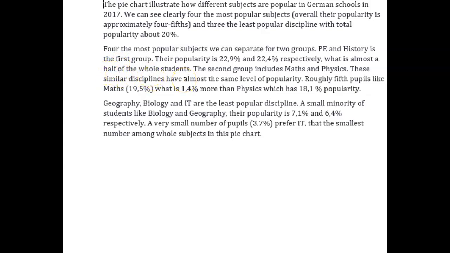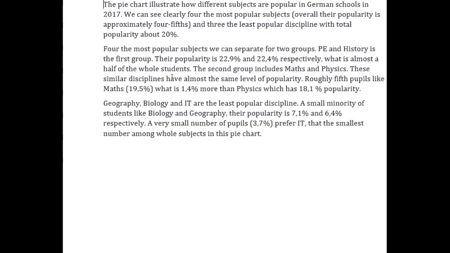The second group includes maths and physics. These similar disciplines have almost the same level of popularity. Roughly 1/5 of pupils like maths, 19.5, which, stop using what, which is 1.4% more than physics, which has 18.1% popularity. All right, good.